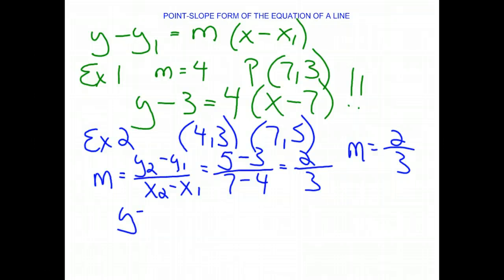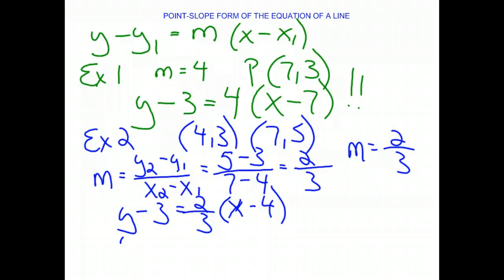Y minus the specific y of 3 equals the slope. We calculated that: 2/3 times x minus the specific x of 4. Yeah, that's it. There's the equation of the line.